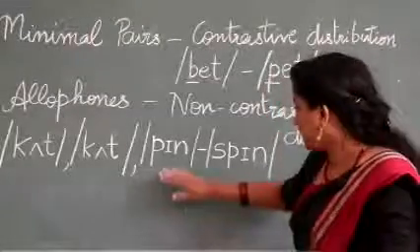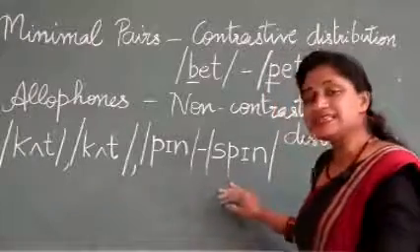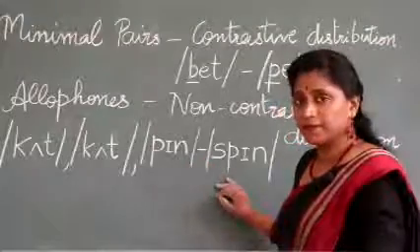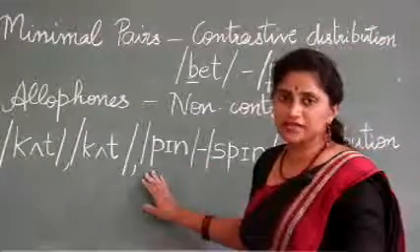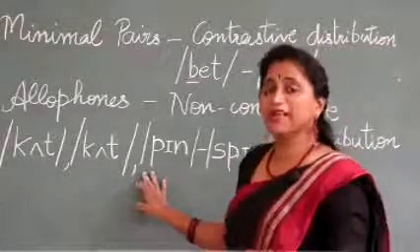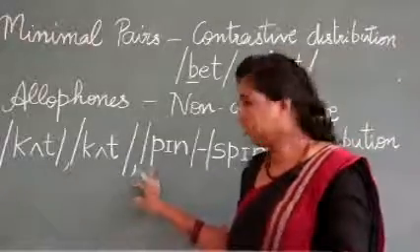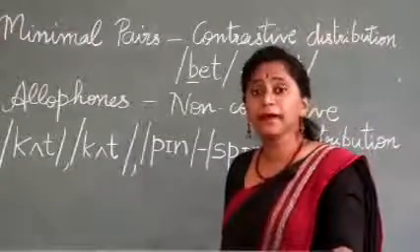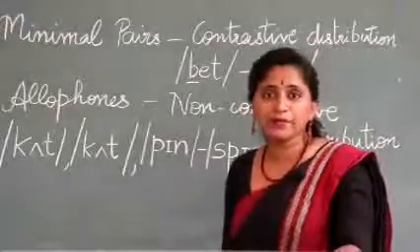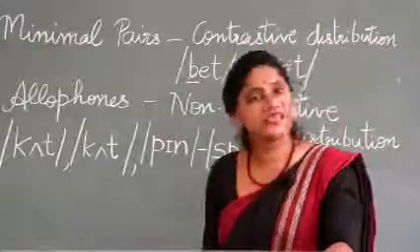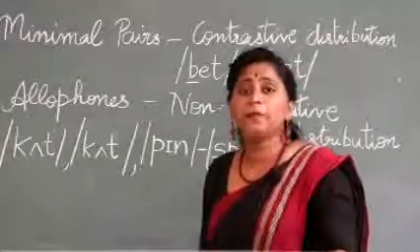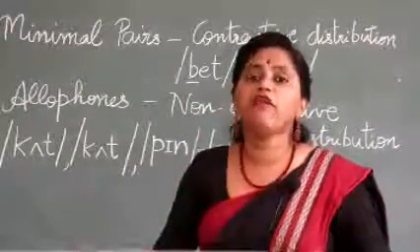Consider this example, pin and spin. Here in both places we can see the consonant sound, the voiceless bilabial plosive p. But here it is p as in pin, whereas here it is p as in spin. When we say spin, we never say it with a puff. We just say spin, whereas in pin we would say pin. The p comes along with a puff of air.